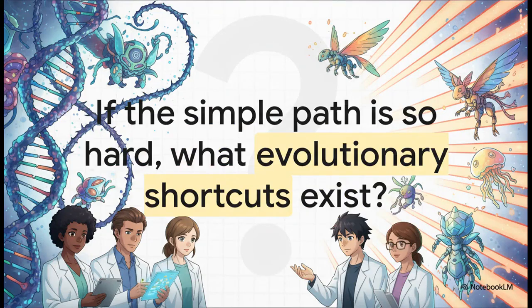Which, of course, leaves us with a really fascinating question to think about. This model shows that the simplest, most straightforward route to building complex things is, ironically, an incredibly difficult one. It really forces us to ask, what other, more clever, maybe more complex evolutionary shortcuts has nature figured out over billions of years to build the incredible machinery of life?